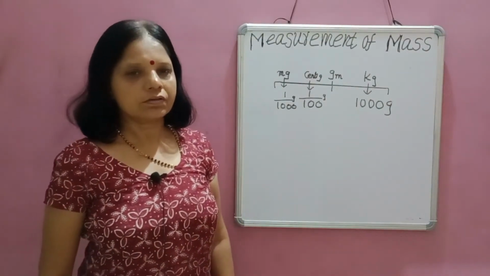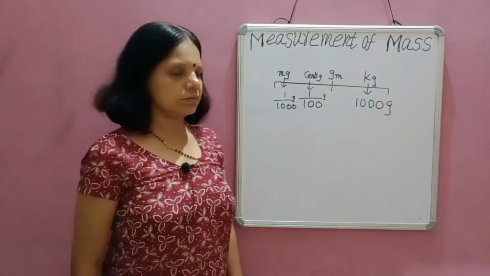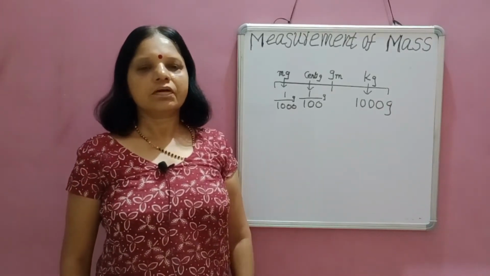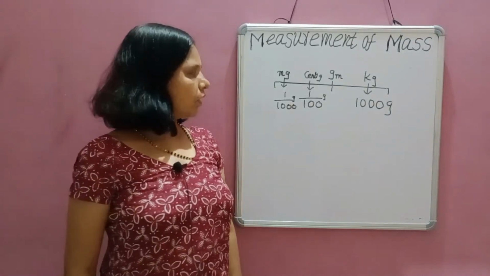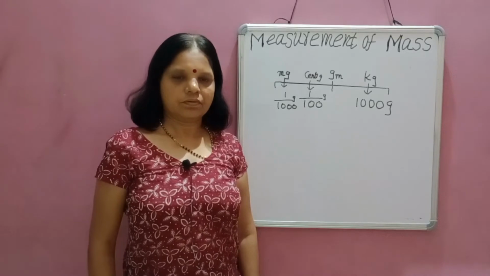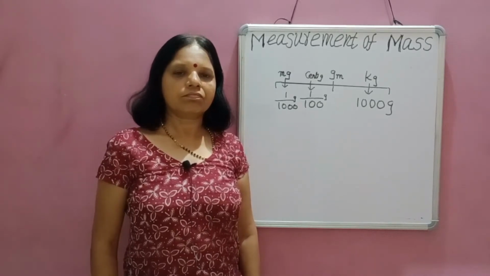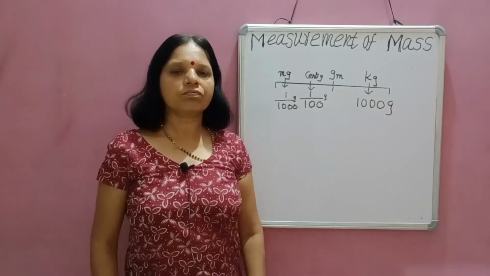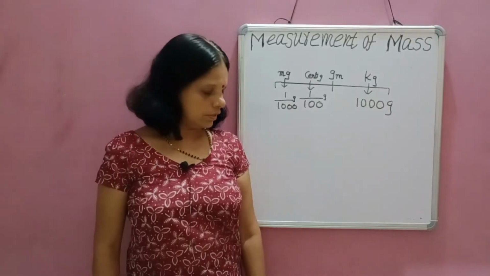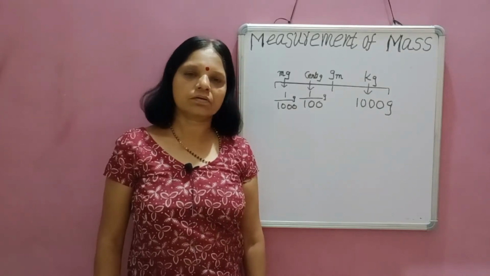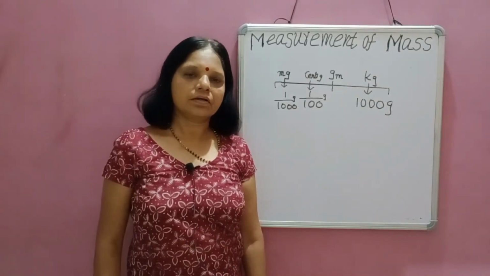So what is mass? Mass is nothing but quantity of matter. Mass of an object is the quantity of matter contained in it.